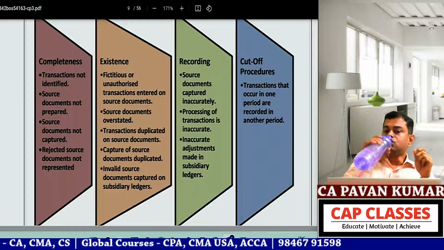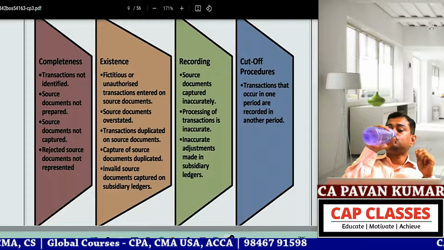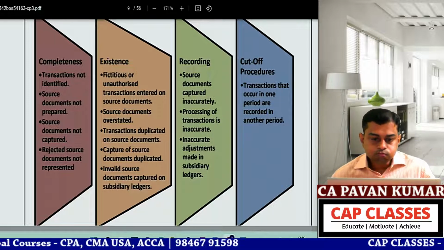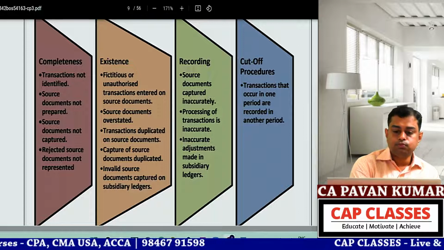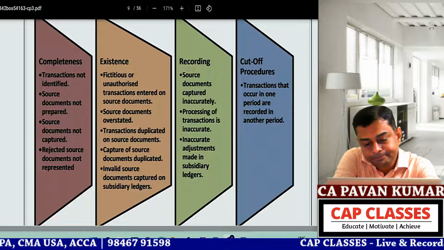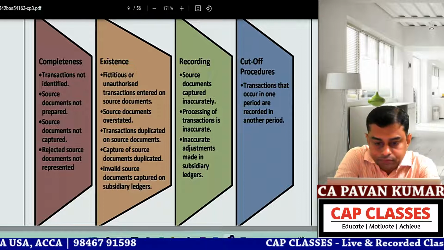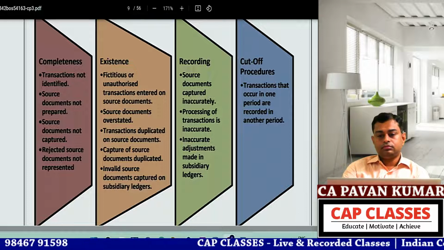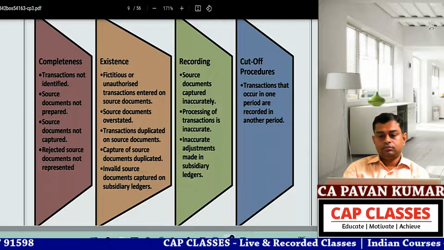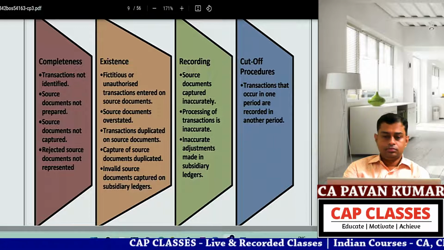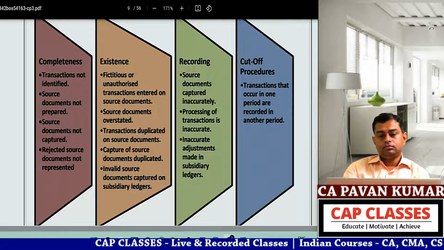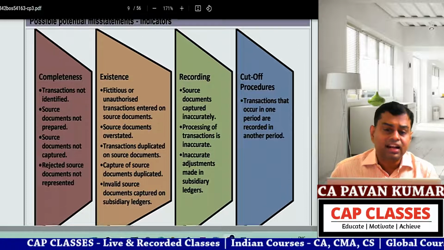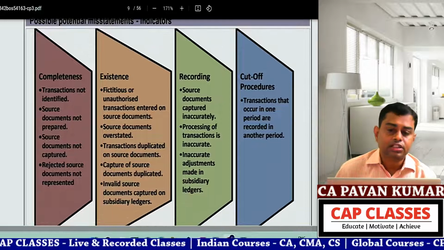Existence. Fictitious or unauthorized transactions entered on source documents. Source documents overstated. Transactions duplicated on source documents. Capture of source documents duplicated. Invalid source documents captured on subsidiary ledgers. Continue. Recording. Source documents captured inaccurately. Processing of transactions is inaccurate. Inaccurate adjustments made in subsidiary ledgers. Cut-off procedures. Transactions that occur in one period are recorded in another period. So ICAI is saying these are the indicators of possible potential misstatements.